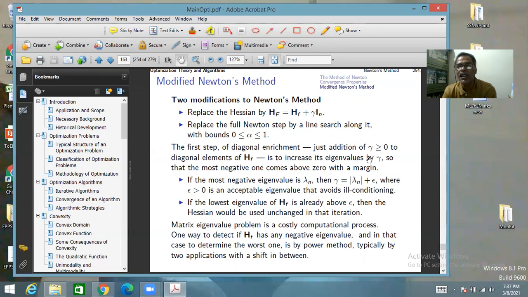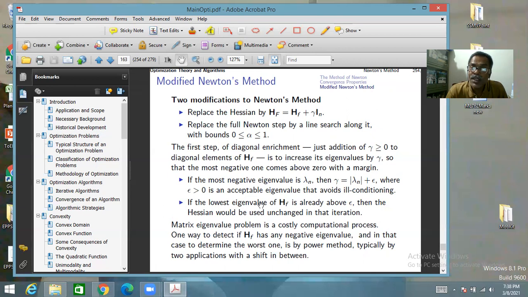So the first step, diagonal enrichment by addition of a positive number gamma to the diagonal elements, is to increase eigenvalues by gamma, as we discussed. Now, how does that get accomplished? If the most negative eigenvalue is lambda n, then if you take its magnitude plus an epsilon as gamma, that will be rescued. And with that, all the other eigenvalues, which might be negative of lesser magnitude, will also be rescued with a bigger margin. Here epsilon is an acceptable small number which you are ready to accept as an eigenvalue. Very small positive numbers you would not like either, because that will cause severe ill conditioning.